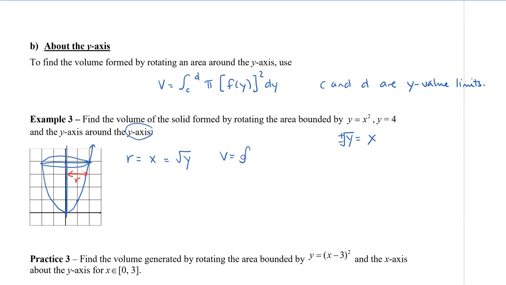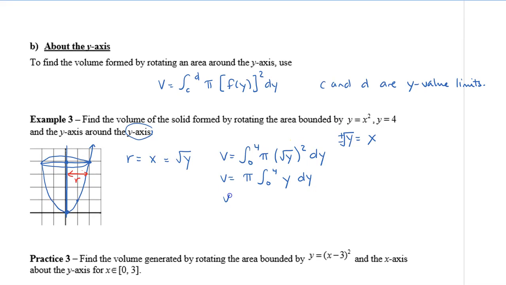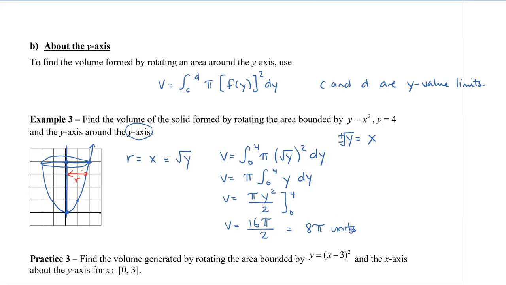So the volume is equal to, we're going to integrate, remember, with our limits being y, so it's going to be 0 to 4, pi r squared, and in this case our radius is root y, so this will be root y all squared dy. So we get pi integrating from 0 to 4 y dy, and this works out nice, easy to integrate. We get y squared over 2 from 0 to 4. So plugging in, 4 squared is 16, pi over 2, which gives us 8 pi units cubed.